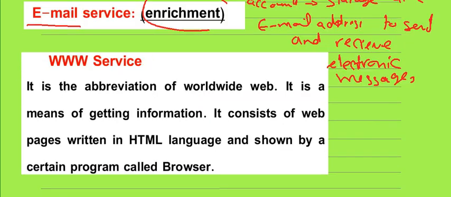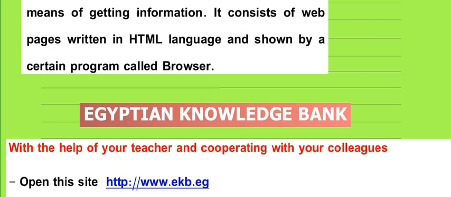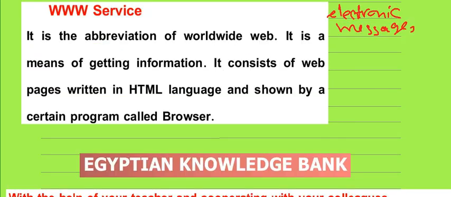WWW, or World Wide Web service, is the abbreviation of World Wide Web. It's a means of getting information. It consists of web pages written in HTML language and shown by a certain program called a browser.